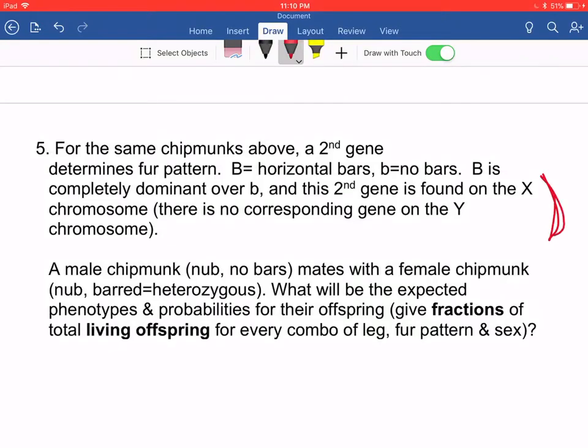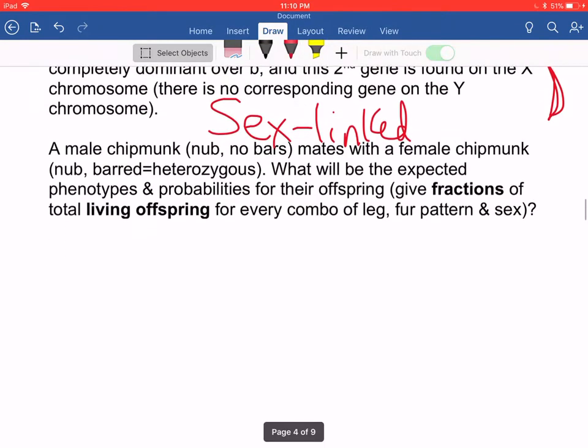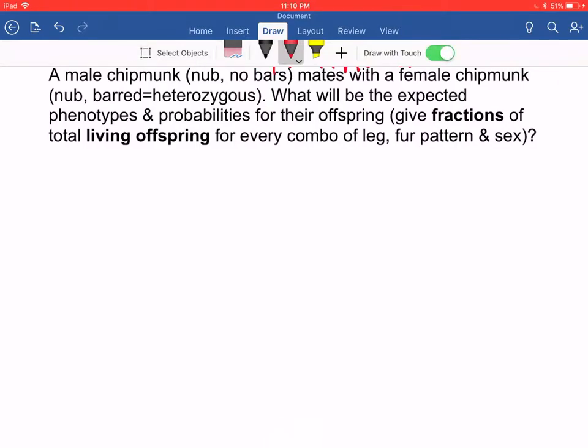Now this is very important information because this is telling us that this trait is sex-linked. And so we have to treat it somewhat differently than we would the other conditions. So let's take a look at our question. A male chipmunk, nub, no bars, mates with a female chipmunk, nub, barred, that is a heterozygote for that barred. What will be the expected phenotypes and probabilities of their offspring? Give the fractions of the total living offspring for every combination of the nub, the sex, and the bar.